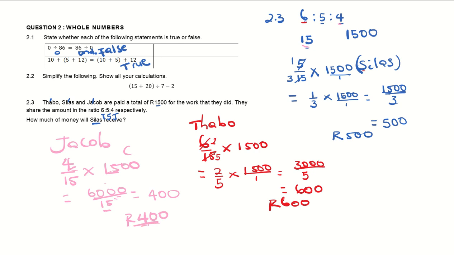If you add the amount that Jacob gets to the amount that Thabo gets, you will realize that you get 1,000 rand. So 400 plus 600 plus 500, and you see that the total comes to 1,500. So it means we divided the whole amount in the correct ratio. They are not sharing the amount equally, they are sharing it in the ratio 6:5:4.